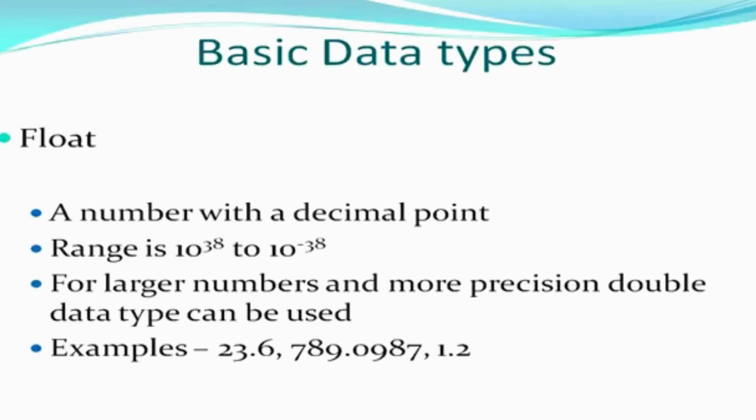Next, we move on to the float data type. It might be a situation that I want to store decimal numbers. If I want to store decimal numbers, then I have to use a float data type. The range of the float is 10 raised to power 38 to 10 raised to power minus 38. As you have seen in ints, in floats also we can store both negative and positive numbers. If I want to use a larger decimal number with more precision, then we use a double data type. The examples of floats are shown on the screen.